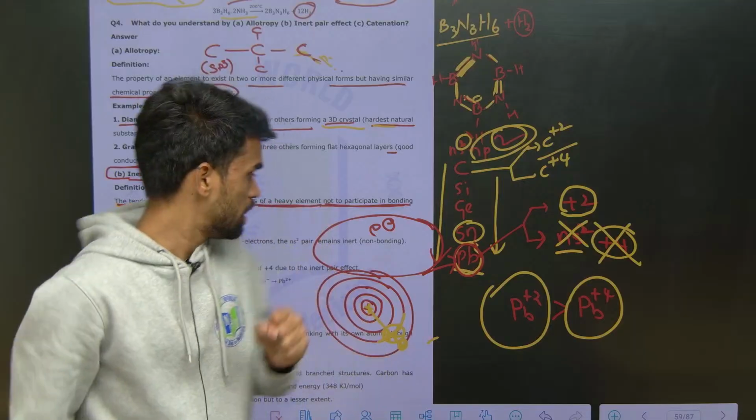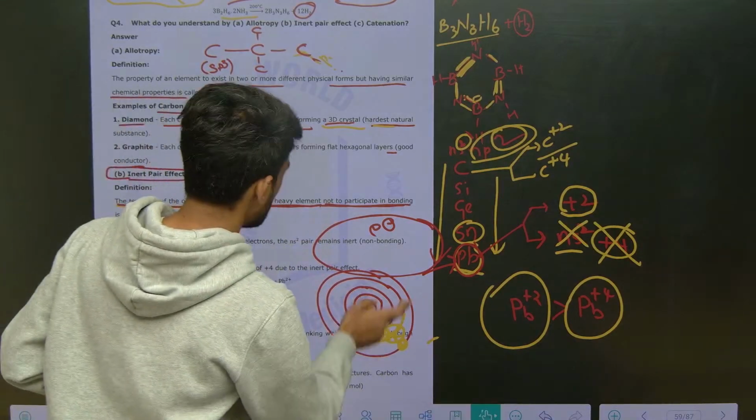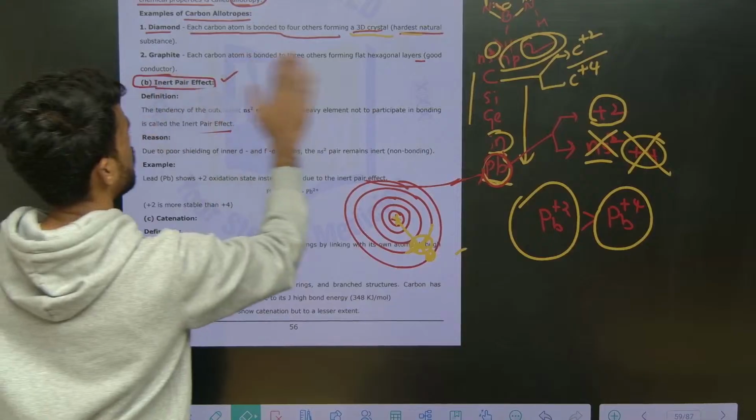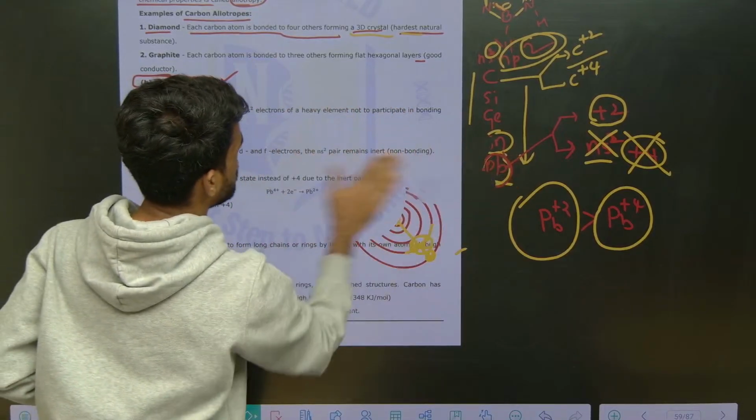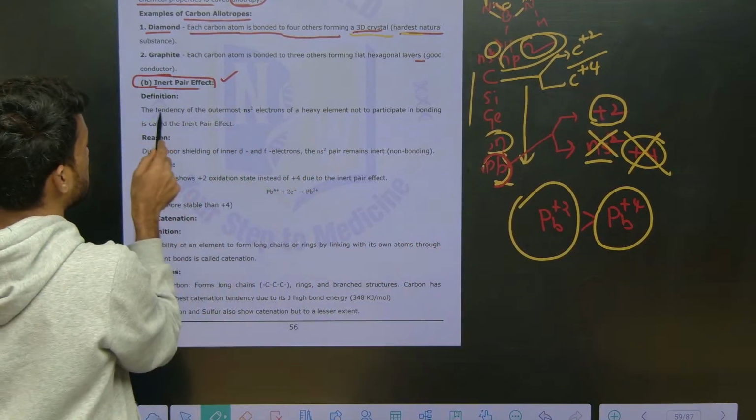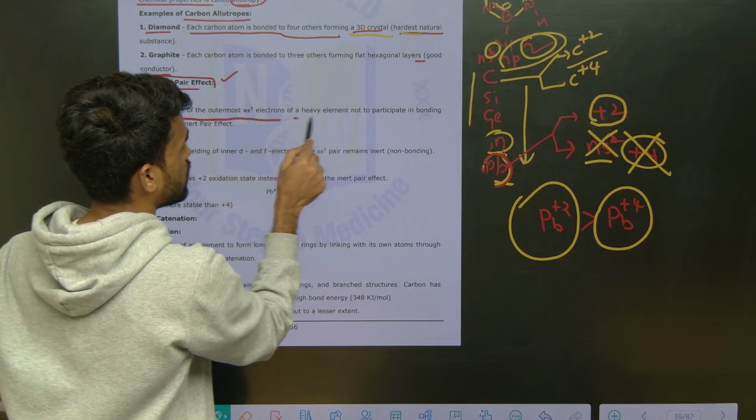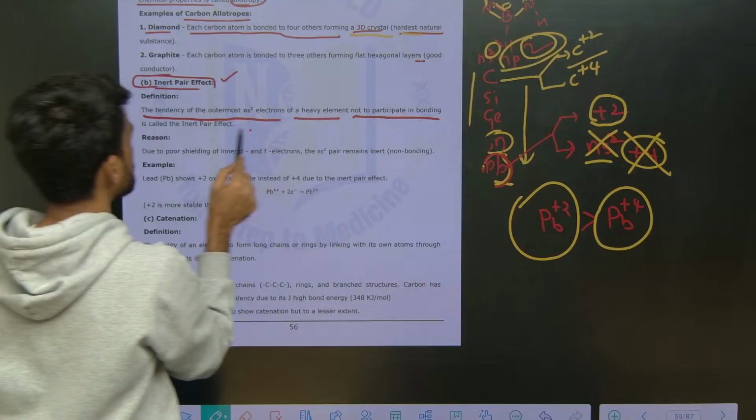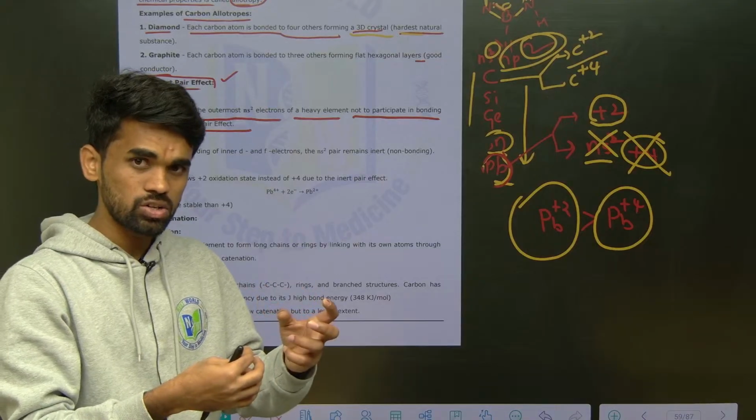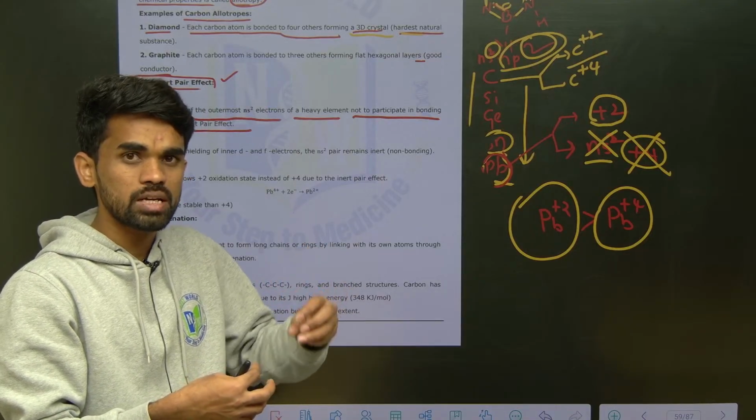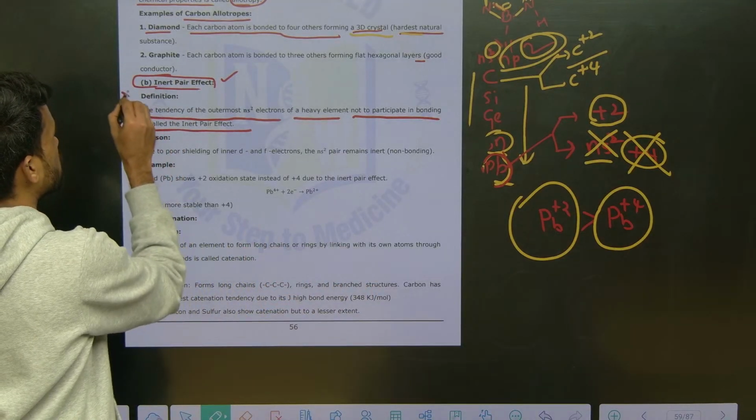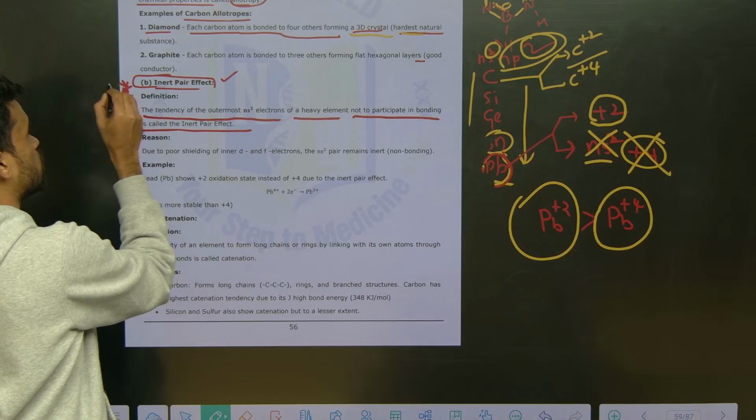What is that concept called? Inert pair effect. So here I have mentioned everything clearly. Just read this. The tendency of the outermost ns electrons of heavy metals not to participate in bonding is called inert pair effect. Or in other words, the inertness or the reluctance of ns electrons to take part in bond formation or chemical reactions is called inert pair effect. You can define it like this. This inert pair effect question is a most expected question, for either 2 marks or 4 marks.